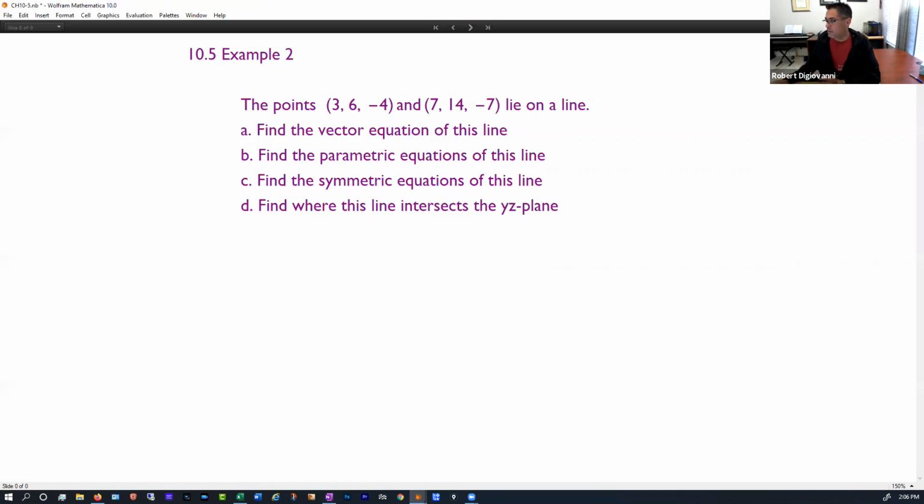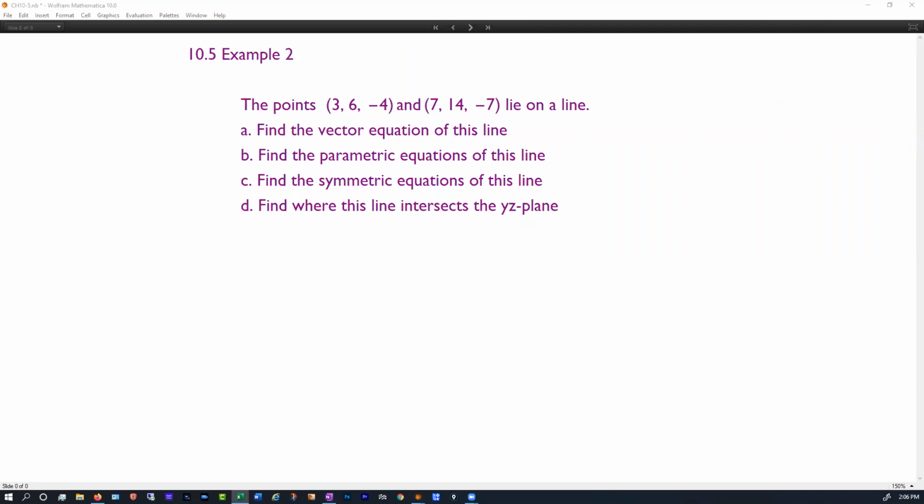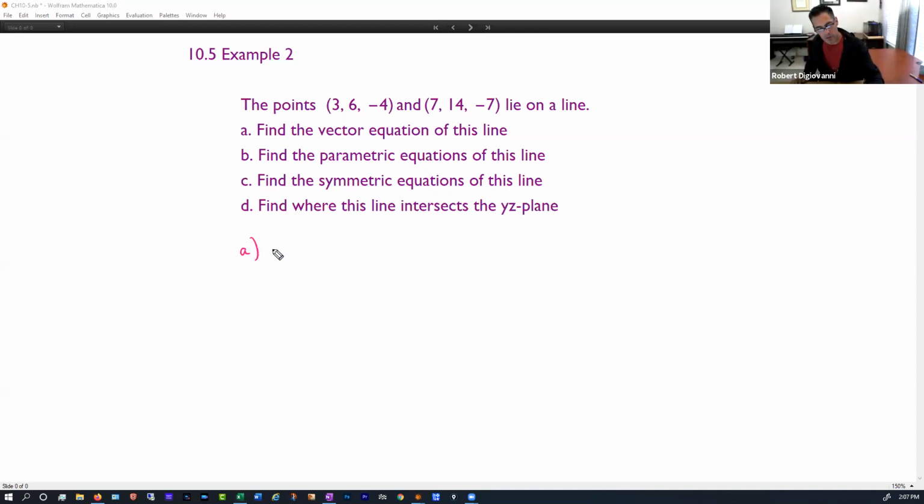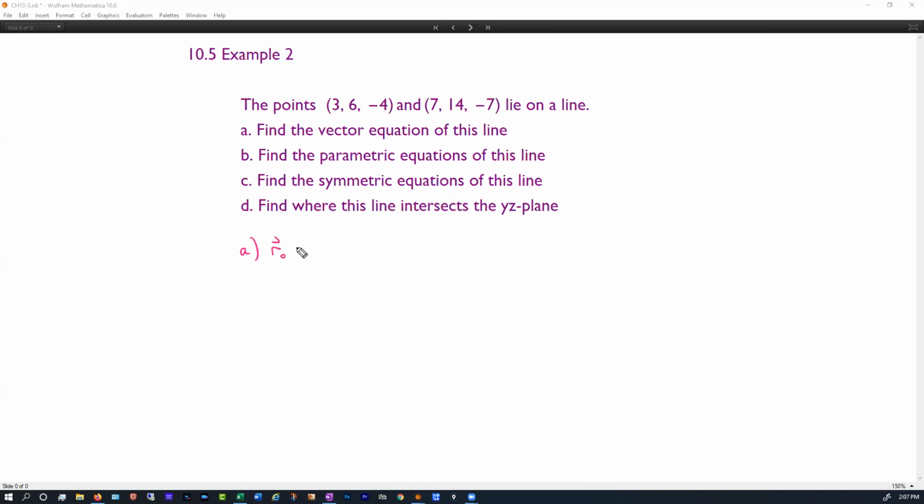So Daniel, you want to tell me what to do here? We want to find the vector equation. Personally, I would start off by titling. I would take my points and turn them into vectors. So I would take the ordered triplet (3, 6, -4) and turn my R0 into (3, 6, -4). And then R1 is going to be (7, 14, -7). Yep.